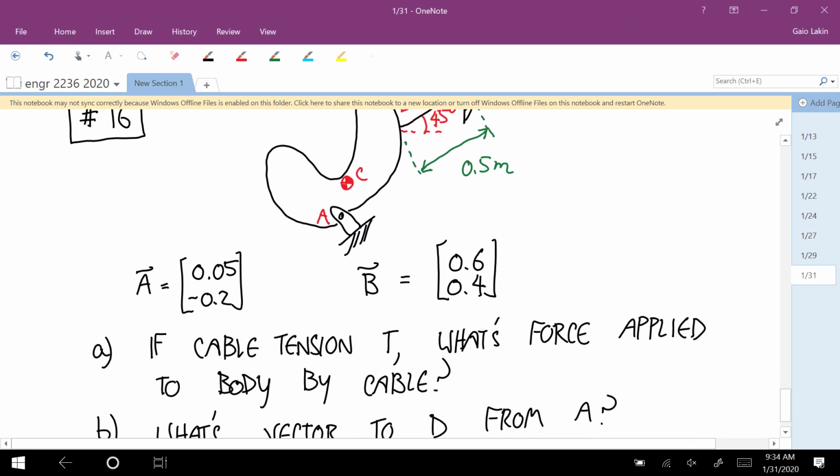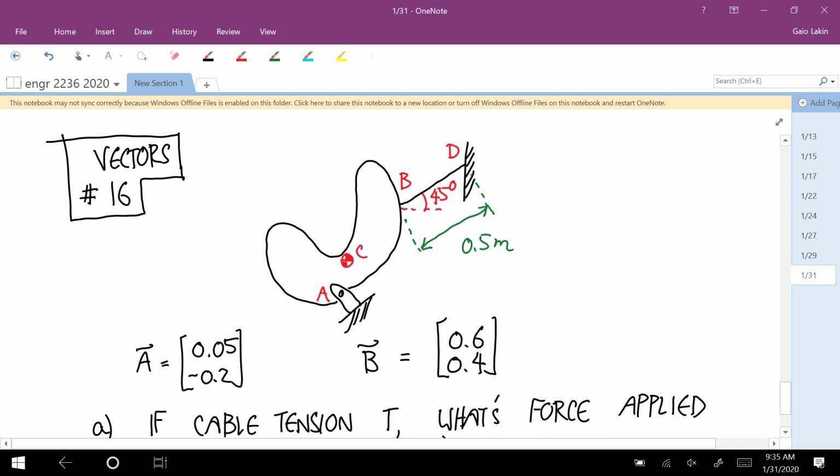Okay, well, the force vector that's applied to the body by the cable is parallel to the cable, away from the body. And so we can just write that as T times the unit vector in that direction. And a unit vector in that direction is just cosine, sine of 45.